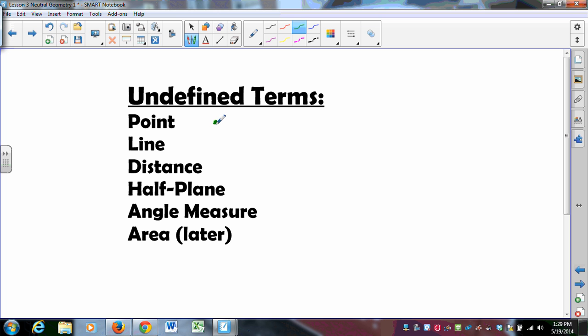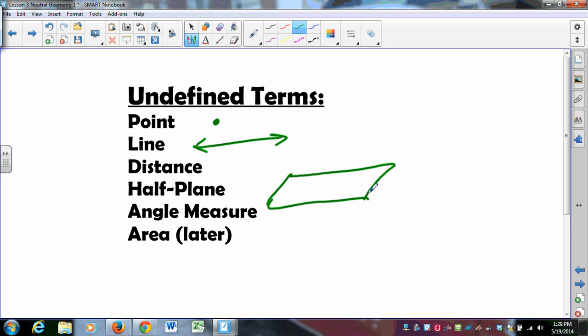Points will normally be represented like so. Lines will normally be represented like so. We're going to take half plane as an undefined term. We generally look at a plane as a two-dimensional surface that goes on forever in all directions, flat as a table, on and on forever and ever. We think about it that way, but that's because we think Euclidean. In Euclidean geometry, things are flat. In neutral geometry, things are not necessarily flat. So we're going to take half plane as an undefined term.